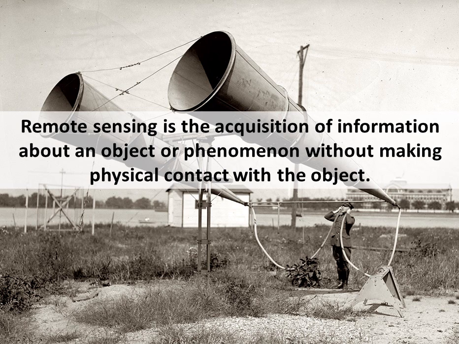So what is remote sensing? Well, it's the acquisition of information about an object or phenomenon without making physical contact with the object. In simple terms, you can think about humans as having a few remote sensors of their own. We have eyes and a nose and ears that all sense information without being in direct contact with it.